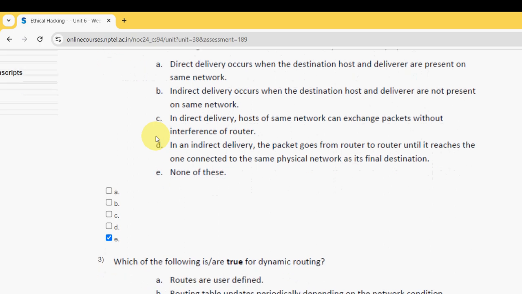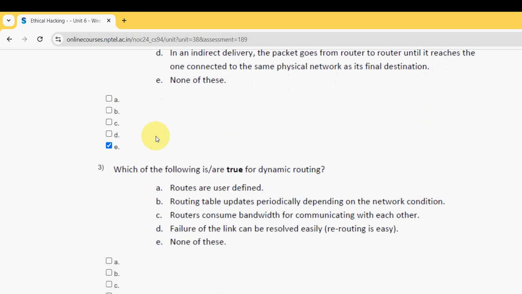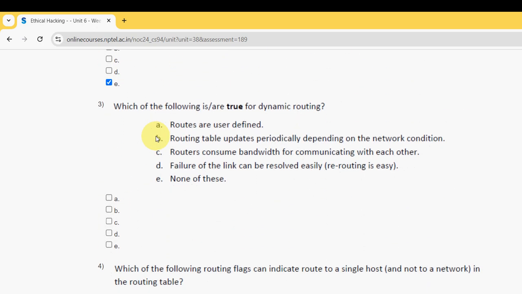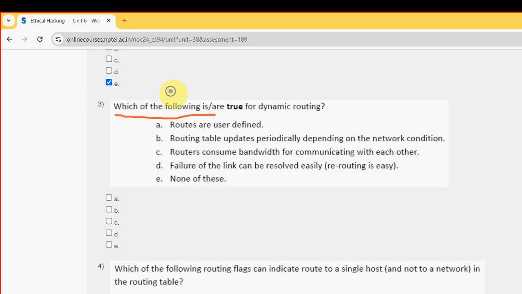Next, third question. Which of the following is or are true for dynamic routing?